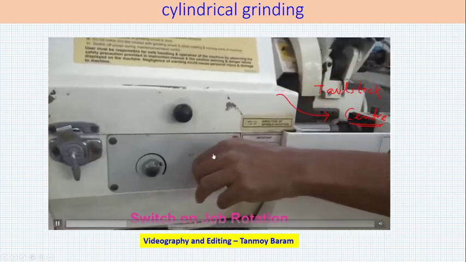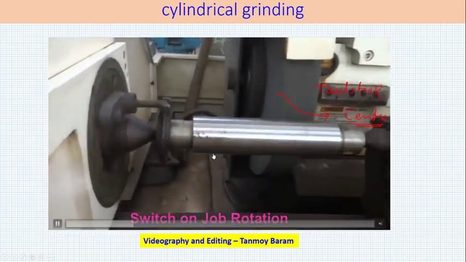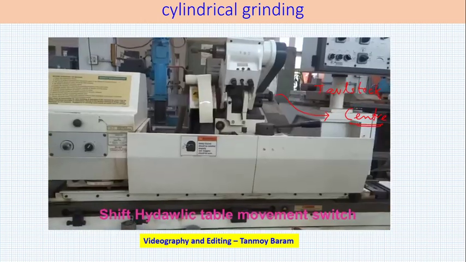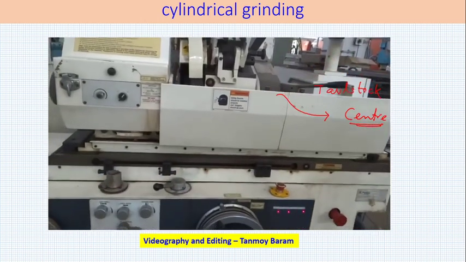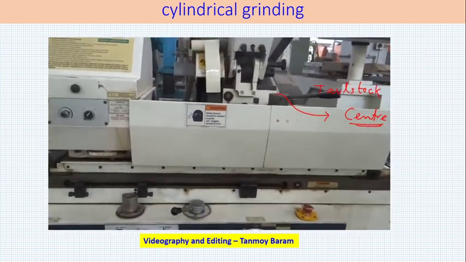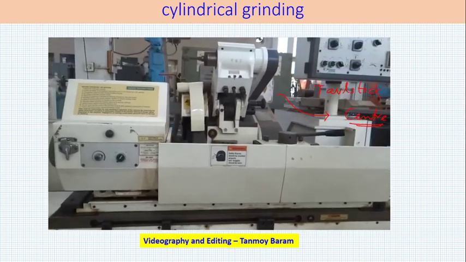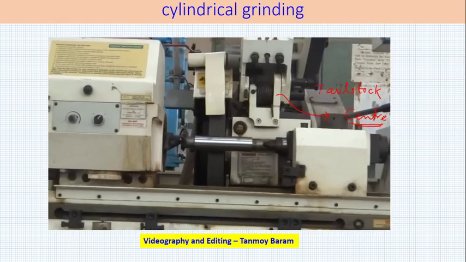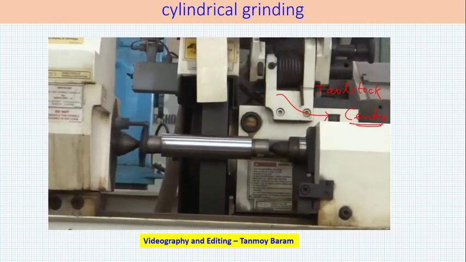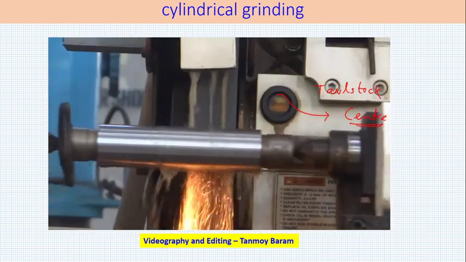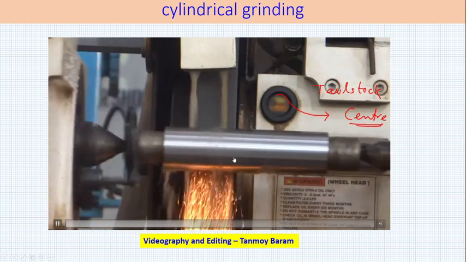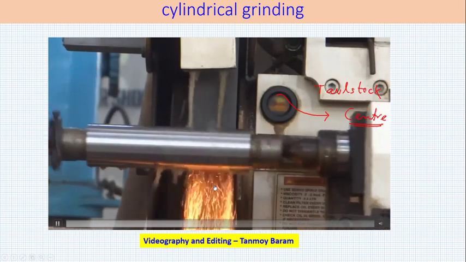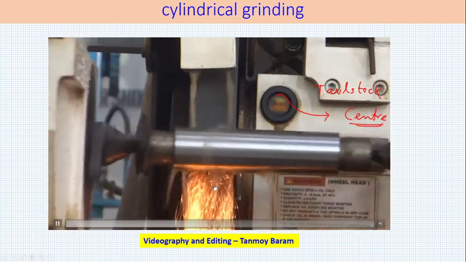So now the spindle has started. The job has started rotating. The table has started reciprocating. So that is the traversing. And now you will be able to see the actual grinding process. The grinding wheel is rotating. So this is your grinding wheel. This is the job which is rotating, and the actual grinding is going on.